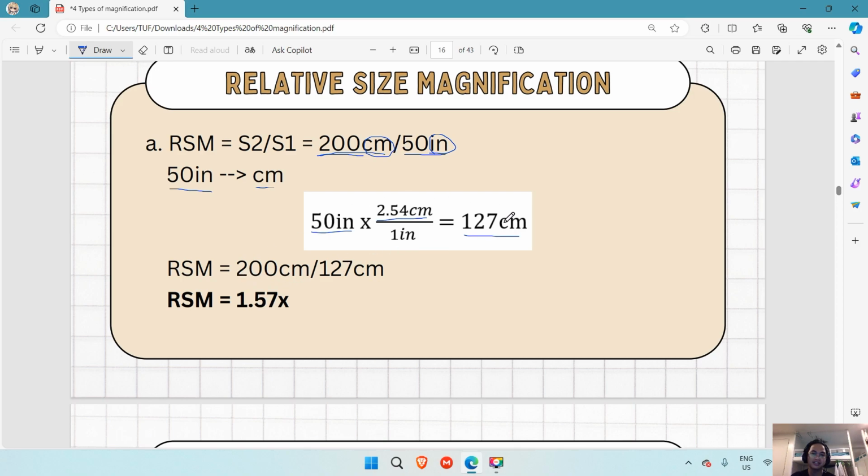So balik na sad ka na naman kay value sa ato 50 inches. Muna siya. So 200 divided by 127 is equal to 1.57 times.